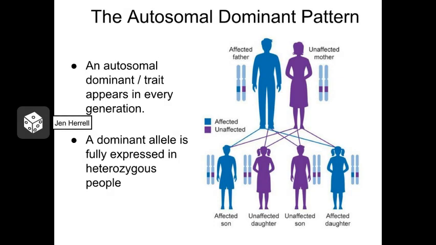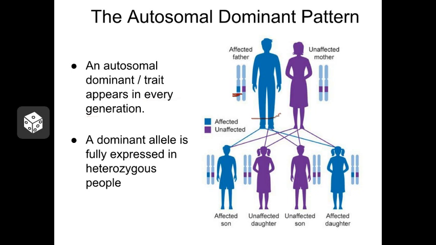Dominant and recessive alleles have different patterns of inheritance as they travel from one generation to the next. Dominant alleles tend to show up in every single generation within a family. Let's take this family as an example. Here we have an individual that has the dominant phenotype, which means that he has at least one dominant allele, and here we're shown that he only has one copy of that allele.